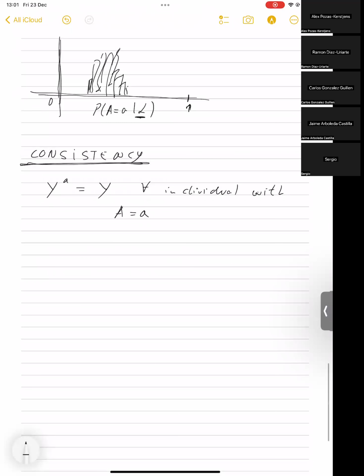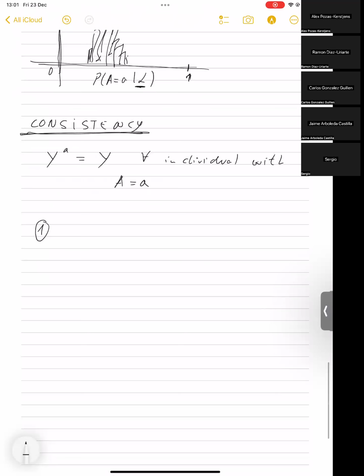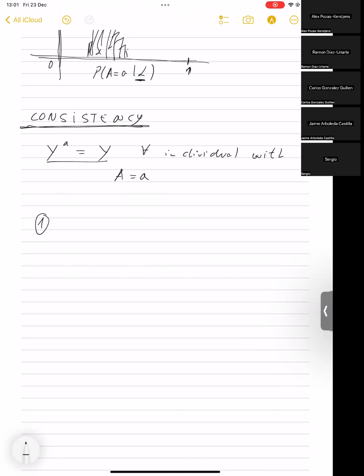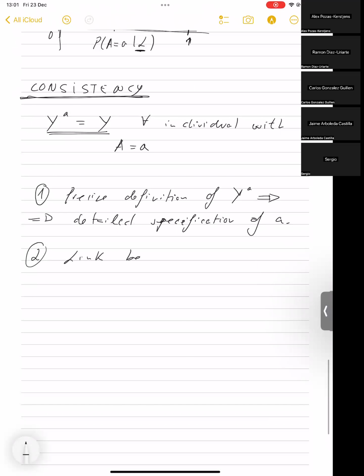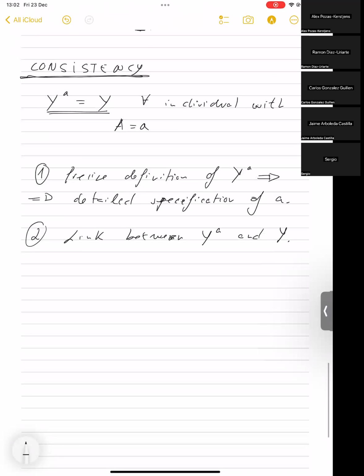This is a very simple assumption, but this apparent simplicity is deceiving. There are two ingredients in this assumption. First of all, in order to state that this is the case, we need a precise definition of the potential outcomes. And this implies that we need a detailed specification of the possible levels of the treatment. And the second is that we need some kind of link between Y^A and the observed outcome Y. And then in the rest of the chapter, they just discuss these two ingredients.